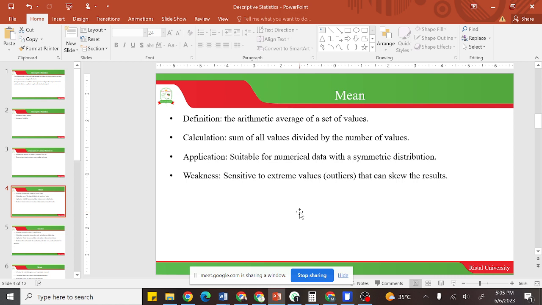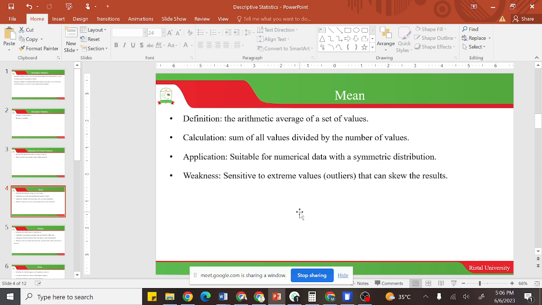All right. So the first measure of central tendency is what we call the mean. The mean is basically what we often call the arithmetic mean or the average. The average can be looked at as the sum of all the values divided by the number of values. So if you have 10 students who sat for a test, you get their marks, you add them, divided by the number of students. So you get the average score or the mean score.